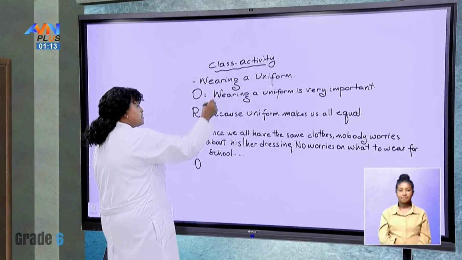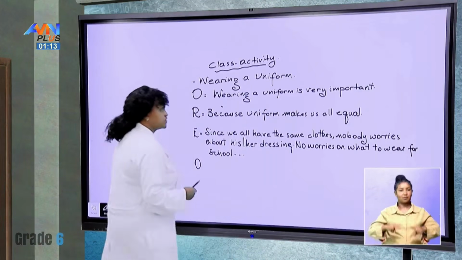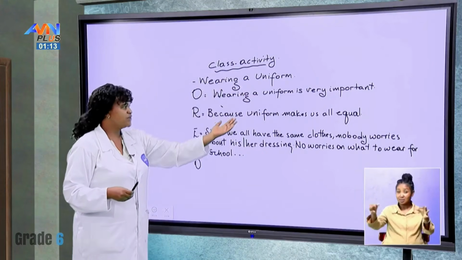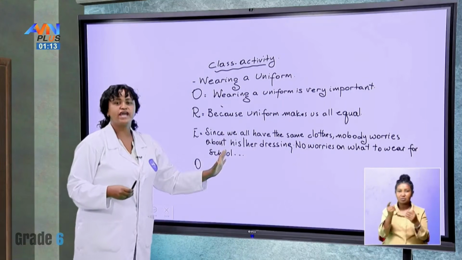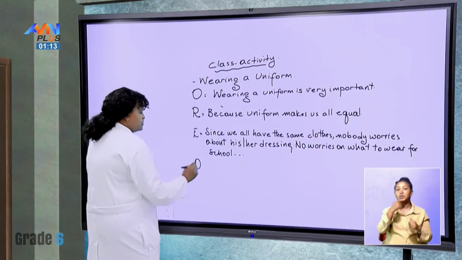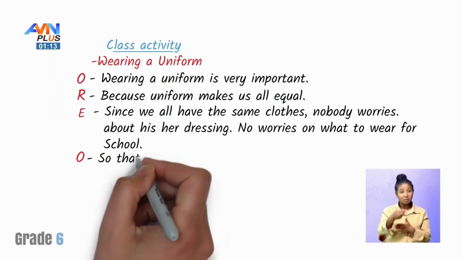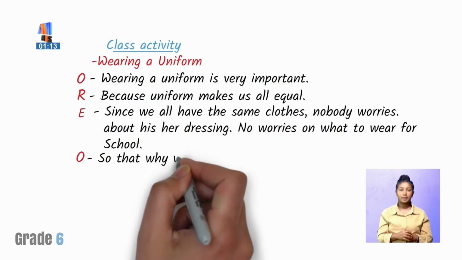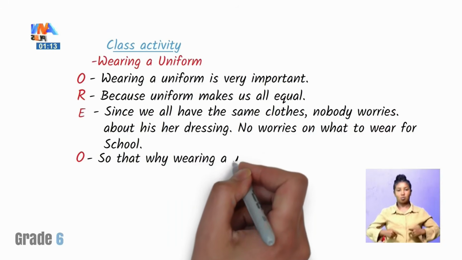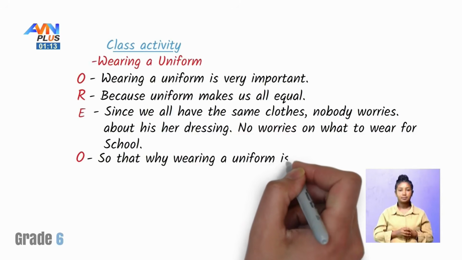All right? What was our first opinion? It is what? Wearing a uniform is very important. So we have to come up with this because that is the sentence that we are giving more explanation about. So we don't have to change our first opinion on the last one. All right? So how do we say? So that's why wearing a uniform is important.